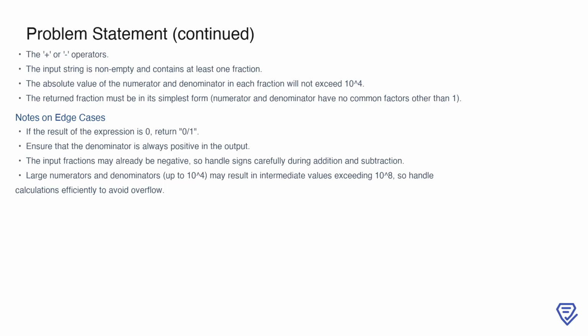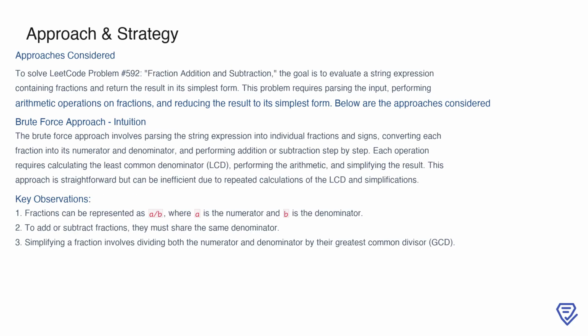correct and robust. To tackle the problem of fraction addition and subtraction, we need a strategy that parses the input string, performs arithmetic operations between the fractions, and reduces the result to its simplest form. One basic approach is the brute force method. Here, we break down the input expression into individual fractions and their associated signs. Each fraction is then converted into its numerator and denominator, and we add or subtract them step by step.